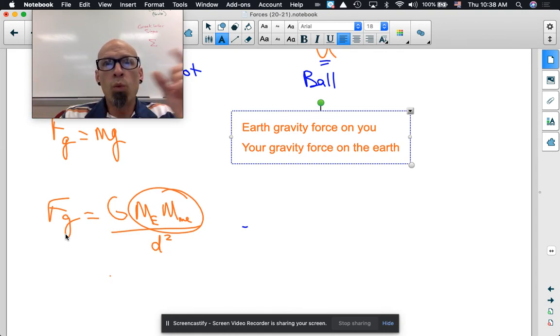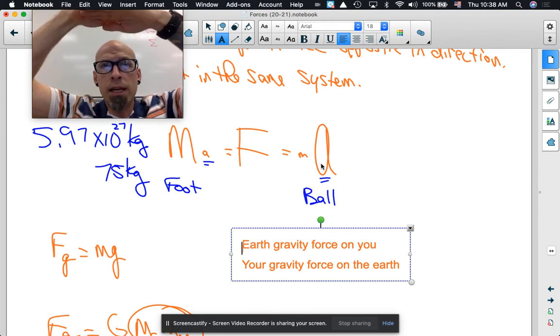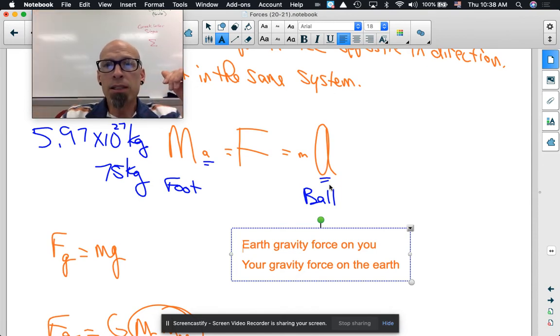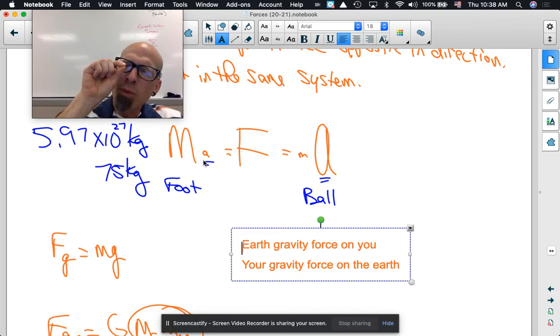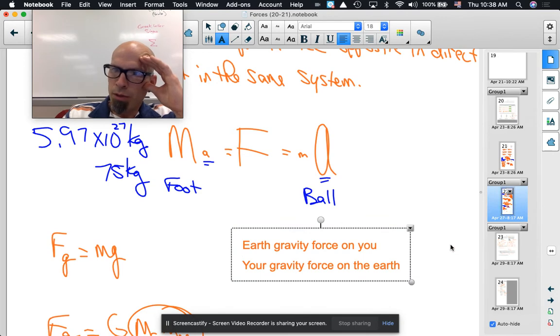Okay? The Earth and I are doing the same thing to each other gravitationally. It's just that my mass is so small that my acceleration is huge. So when I fall, the Earth doesn't fall up to me. I fall down to the Earth because my acceleration is huge because my mass is so small. The Earth's mass is so gigantic, it doesn't budge. I mean, it technically does, but it's so small, you can't even measure it. So we just say it doesn't move, it just stays there. All right, that's enough of that. We got to keep moving here.